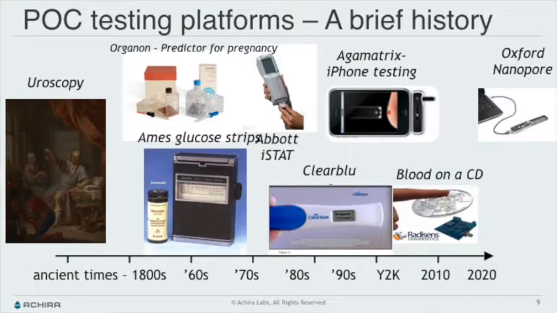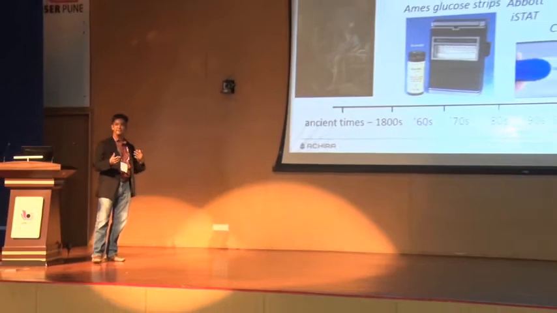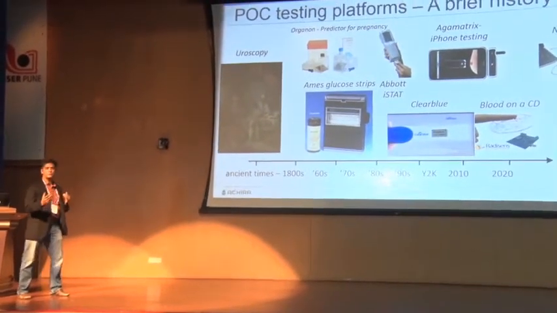So a very brief history of point-of-care diagnostics, since I've talked about why it's important. Starting with uroscopy. So this is something that is basically the study of urine. It's obviously out of fashion right now, but for hundreds or thousands of years, physicians actually examined urine. They smelt it, they even tasted it sometimes to know and diagnose what was wrong with people.